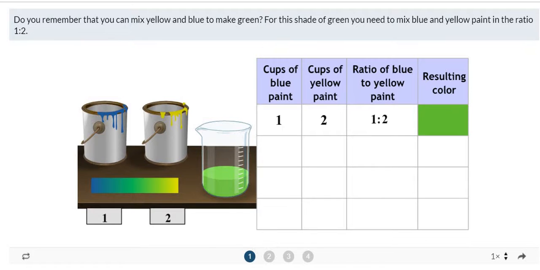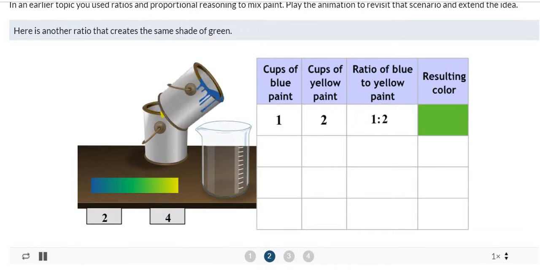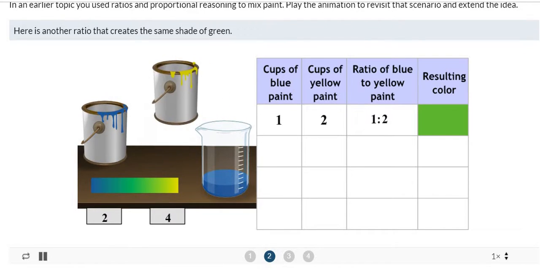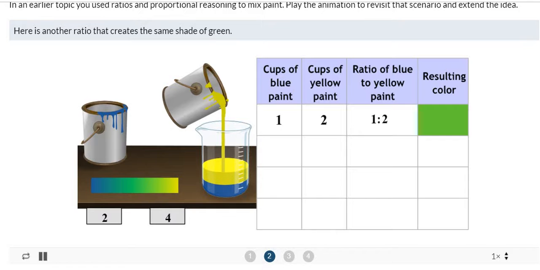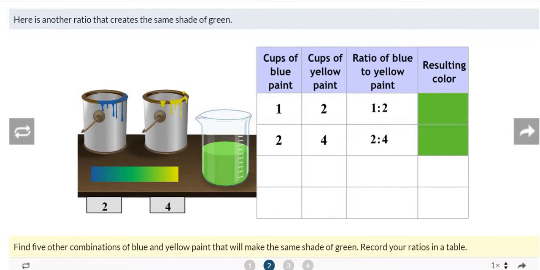Well, they were nice and filled in part of this table for you already. The next one, they're filling in how much blue paint? 2 cups. How much yellow? 4 cups. And what is my ratio? Did it create the same green color? Yes. Why? Because it's proportional.